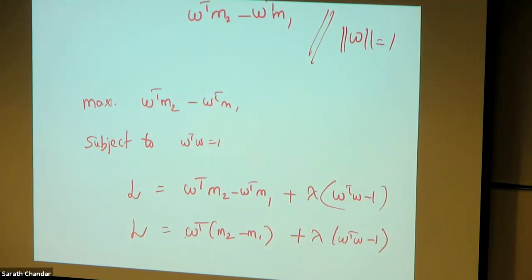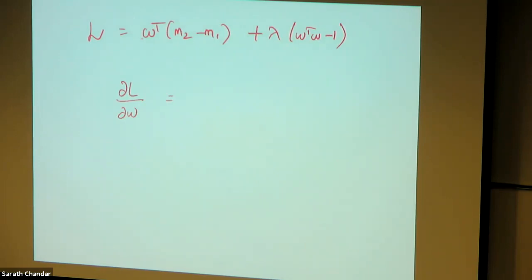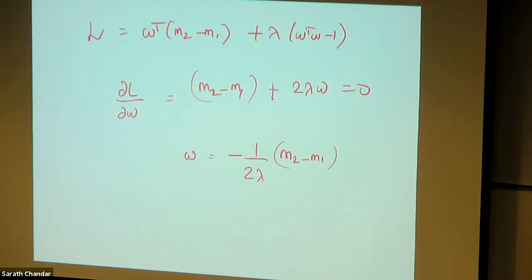So let me copy this L to the next page. Okay, so now dou L by dou W. I'm differentiating with respect to W. So this becomes M2 minus M1 plus 2 lambda W is equal to 0. Which means W is equal to minus 1 over 2 lambda times M2 minus M1. Is that clear? We only care about the direction, not the magnitude, right? So the scalars don't matter. So W should be proportional to M2 minus M1.